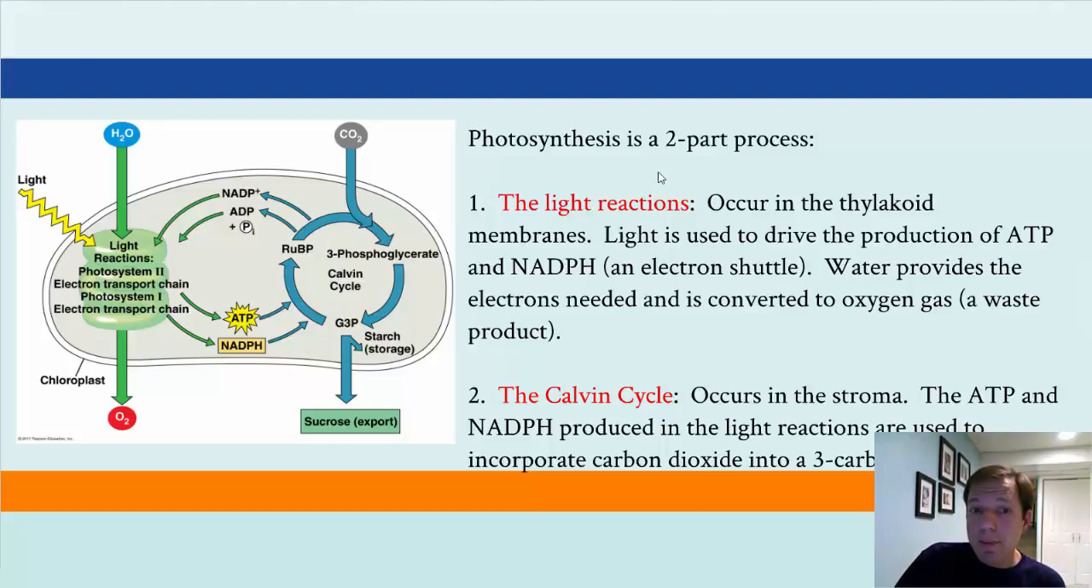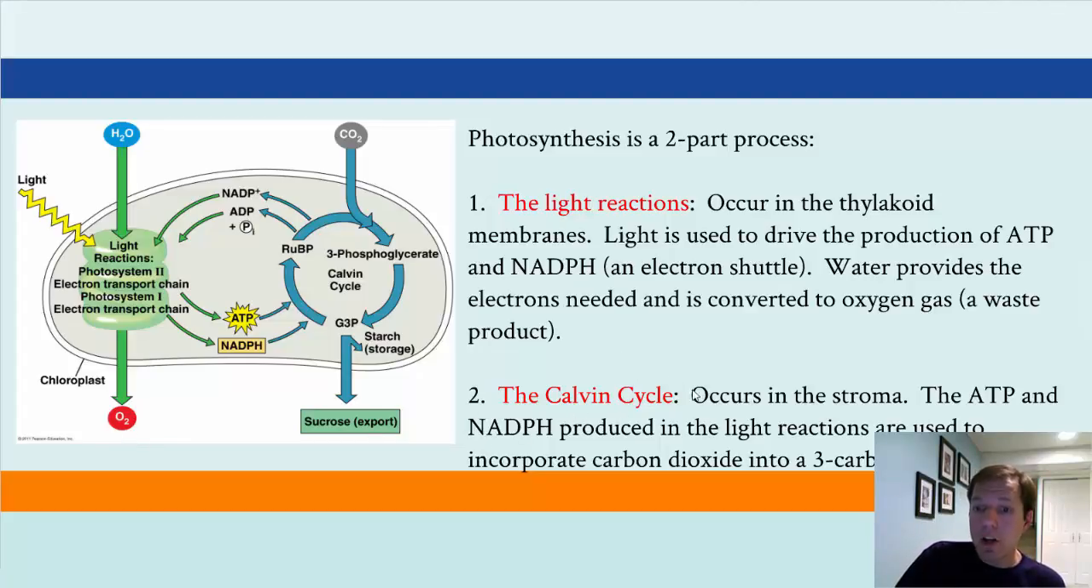As you can see, the light-dependent reactions occur in the thylakoid membranes of the chloroplast. The light, which is coming from the sun, that energy is used to drive the production of ATP and NADPH, which is a large complex molecule that is capable of holding and transporting electrons from one place to another. Water is another necessary ingredient here, and that provides the electrons that are needed, and after the electrons are taken from water, oxygen gas is going to be produced as a waste product. So you can see the H2O there along with light, and O2 down at the bottom as a byproduct that will be released into the atmosphere.